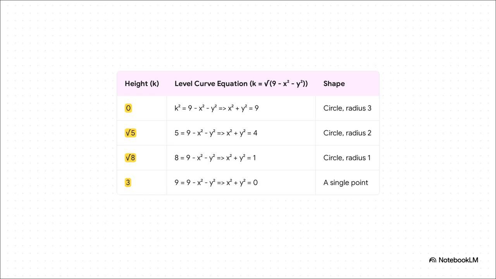Same as before. We set our function equal to a constant height, we'll call it k. And when we do the algebra for different heights, like you see in the table, look at this, a beautiful pattern starts to show up. Down at the base, where the height is 0, we get a big circle with a radius of 3. As we raise the height, the circles get smaller and smaller, until we get all the way to the very top where it's just a single point.